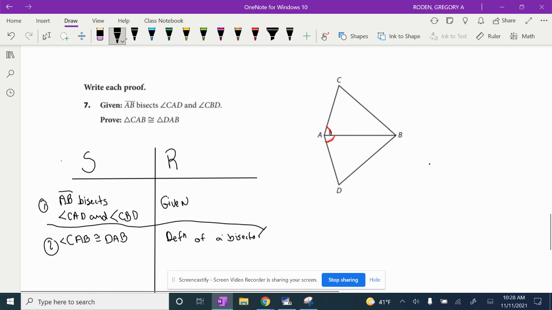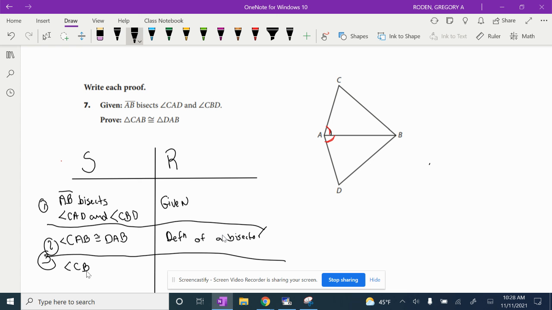Now, the next step is I think I can do the same thing on the other side. You guys see that? I can say that angle CBA is congruent to angle DBA. And why can I say that, class? It's the definition of a bisector. So this angle here is congruent to this angle here because it's being bisected by side AB. Did you guys see that?